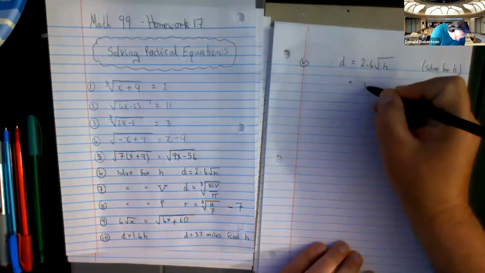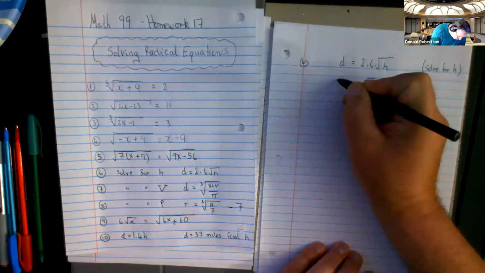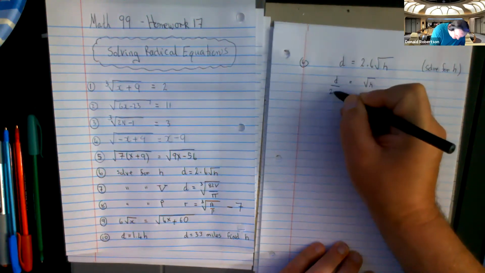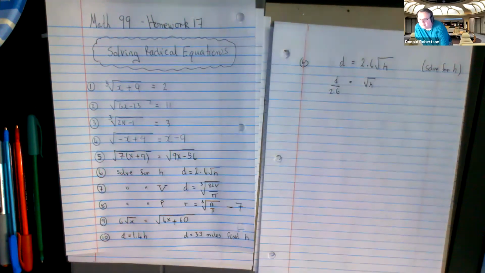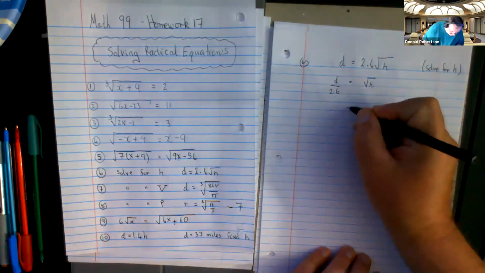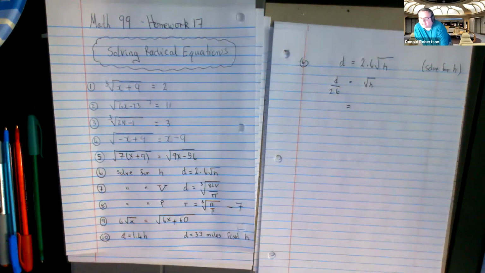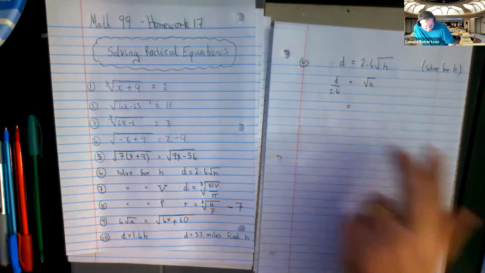So the first thing I'm going to do is divide both sides by 2.6. And I don't care how ugly that is, you don't need to fix it. You just leave it alone. B over 2.6 is just going to be the answer right now. Now, what do you think I'm going to do to both sides to get h? Square.